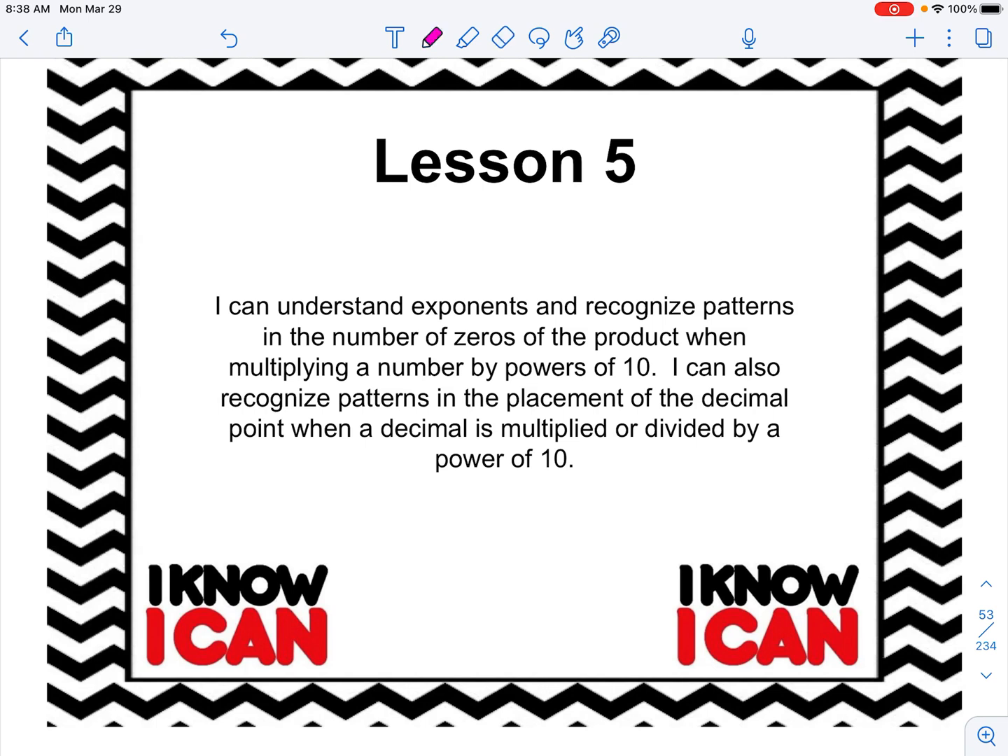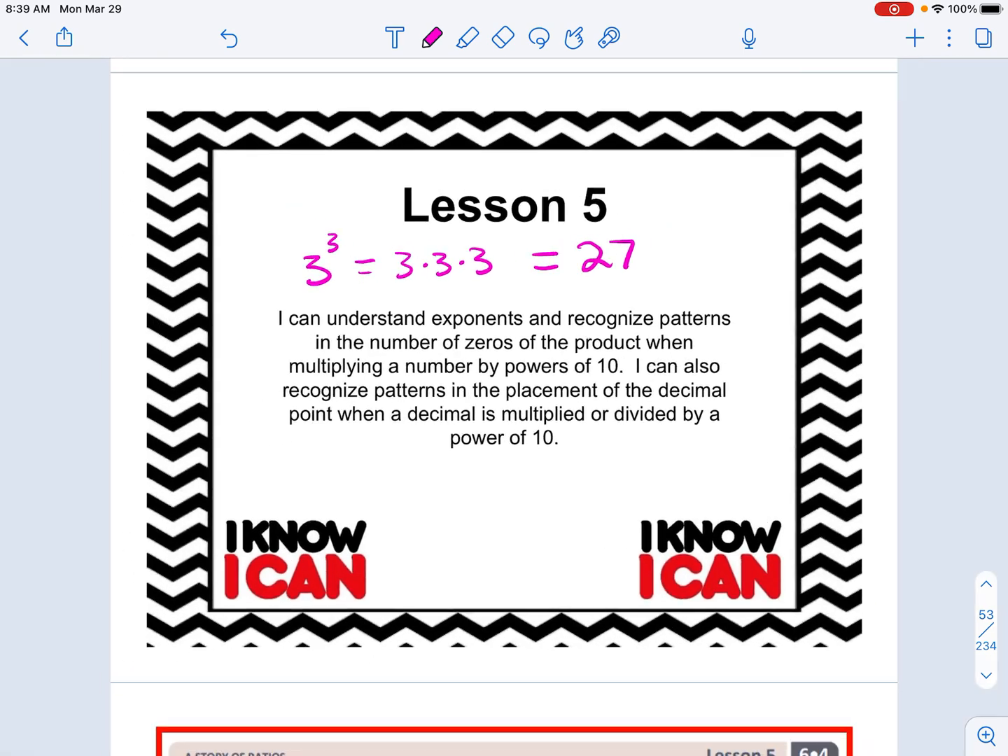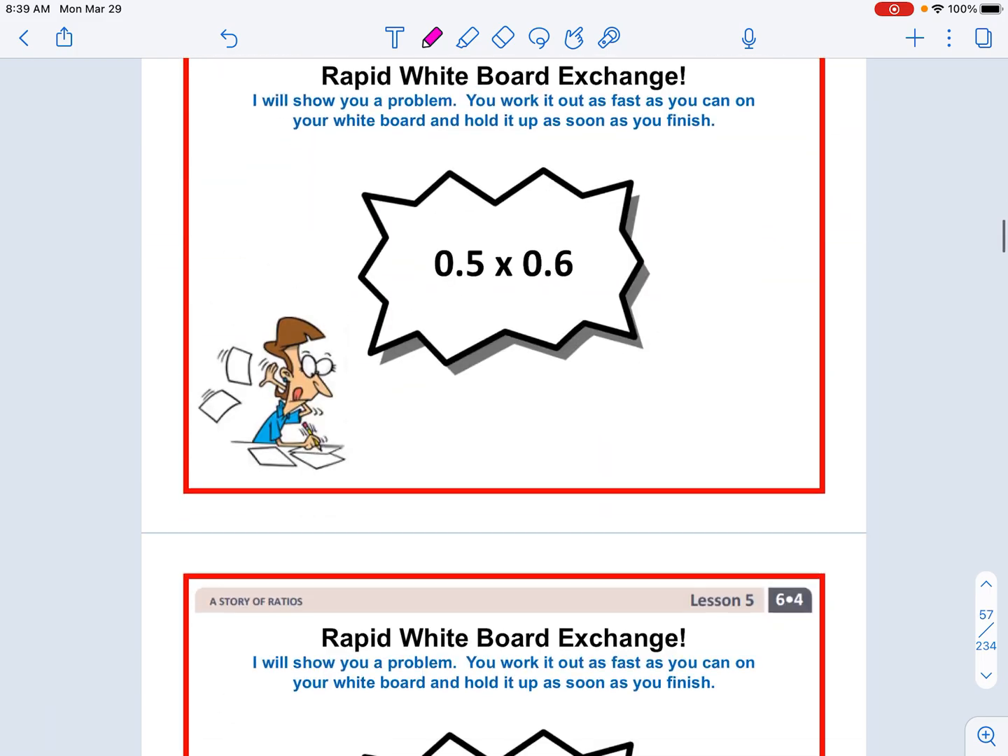Exponents are those numbers that have a little number right on top of them. So if I have 3 to the third power, or 3 cubed, this is going to equal 3 times 3 times 3, okay? 3 times 3 is 9, times 3 is 27. So 3 to the third power is 27. So we're going to be talking about exponents and different things that deal with exponents, okay?